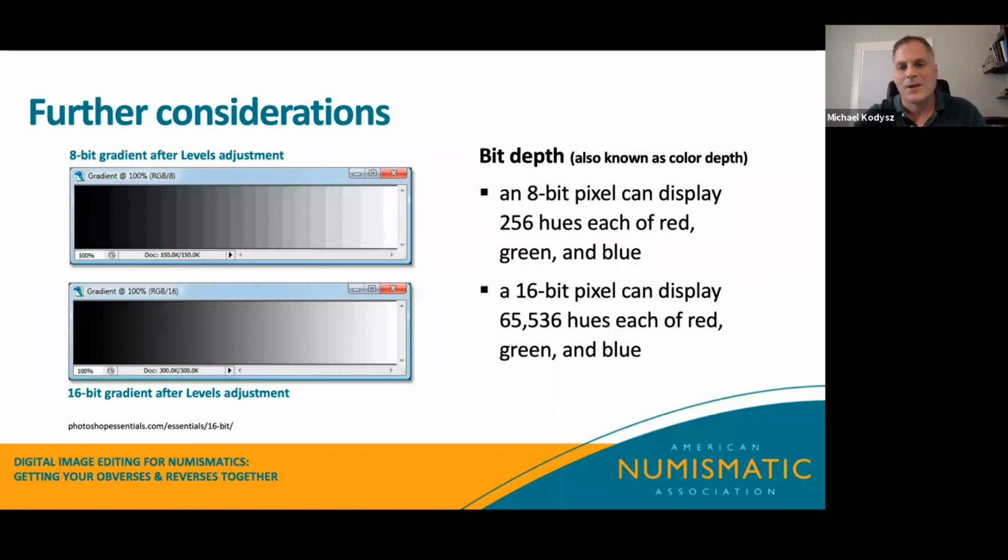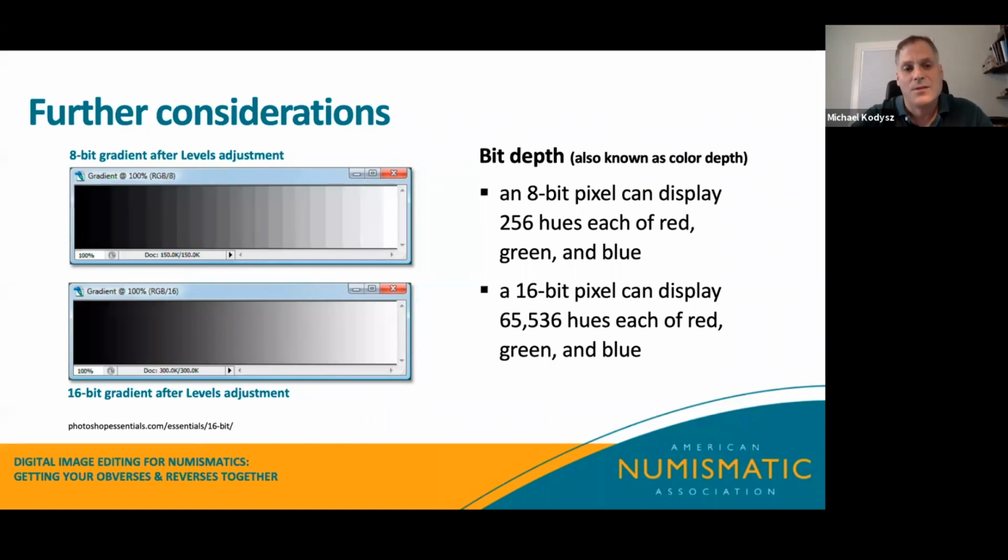We can also take a look at something called bit depth. That's kind of important. An 8-bit pixel can display 256 hues each of red, green, and blue, whereas a 16-bit pixel can display 65,000 plus hues of red, green, and blue. And if we are doing some image editing and we're moving pixels around, it's generally advised to do that with a 16-bit image rather than an 8-bit image. A 16-bit image and an 8-bit image are going to look about the same. If we look at the original image, they're going to look about the same on screen.